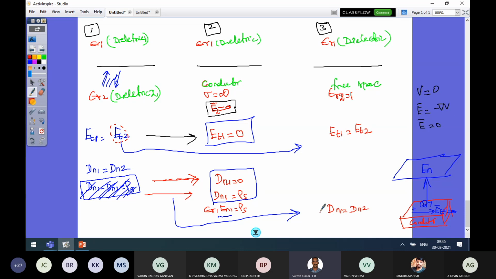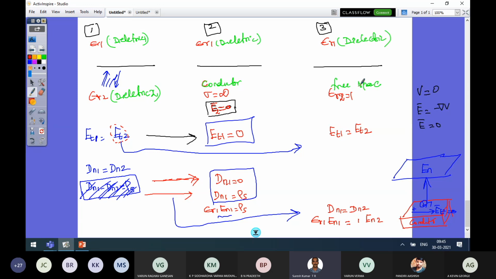Or if you write in terms of electric field, then you can write, on medium 1, you need to be careful here. In medium 1, the relative permittivity is epsilon r1. So epsilon r1 into En1 equal to, in medium 2, it is free space, so epsilon r equal to 1, so 1 into En2.